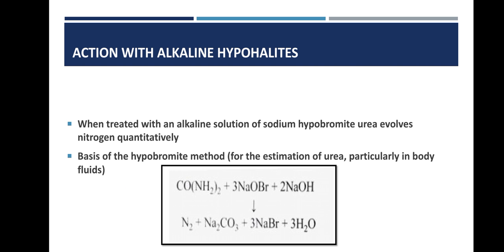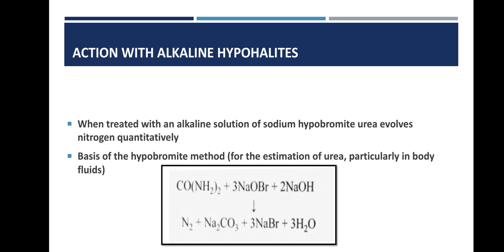That is our first reaction, action with alkaline hypohalite. Look at this reaction box. Here we can see that urea is NH2CONH2. Urea reacts with sodium hypobromite to yield nitrogen gas quantitatively. So when urea is treated with an alkaline solution of sodium hypobromite, we get nitrogen gas quantitatively.